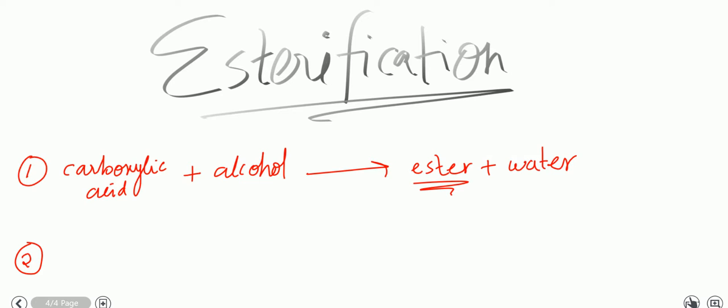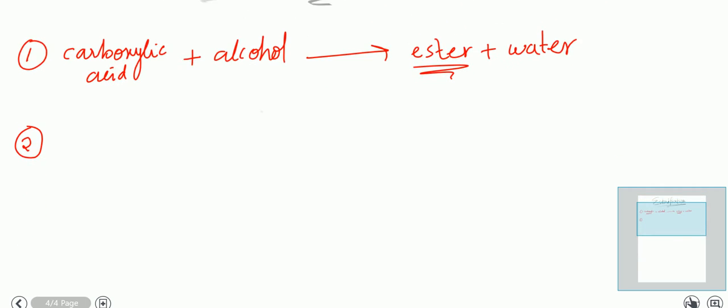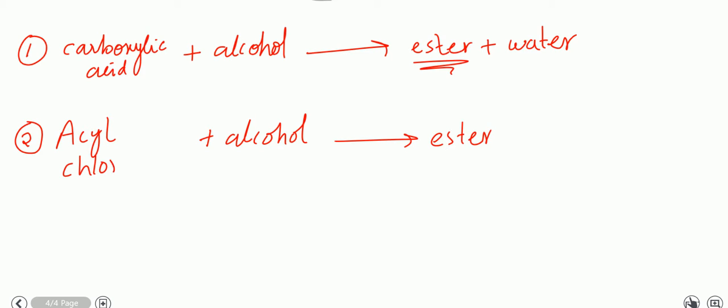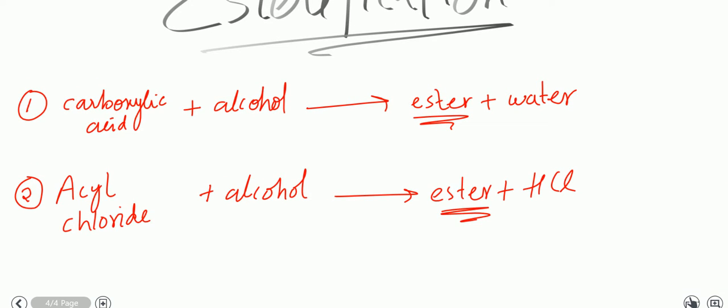That's why this reaction is an esterification reaction. Another way to form an ester is, again, alcohol. And again, we get an ester, but instead of carboxylic acid, we use an acyl halide, or particularly speaking in this case, I'm taking the example of an acyl chloride, plus HCl. So these are the two ways through which we can form ester.